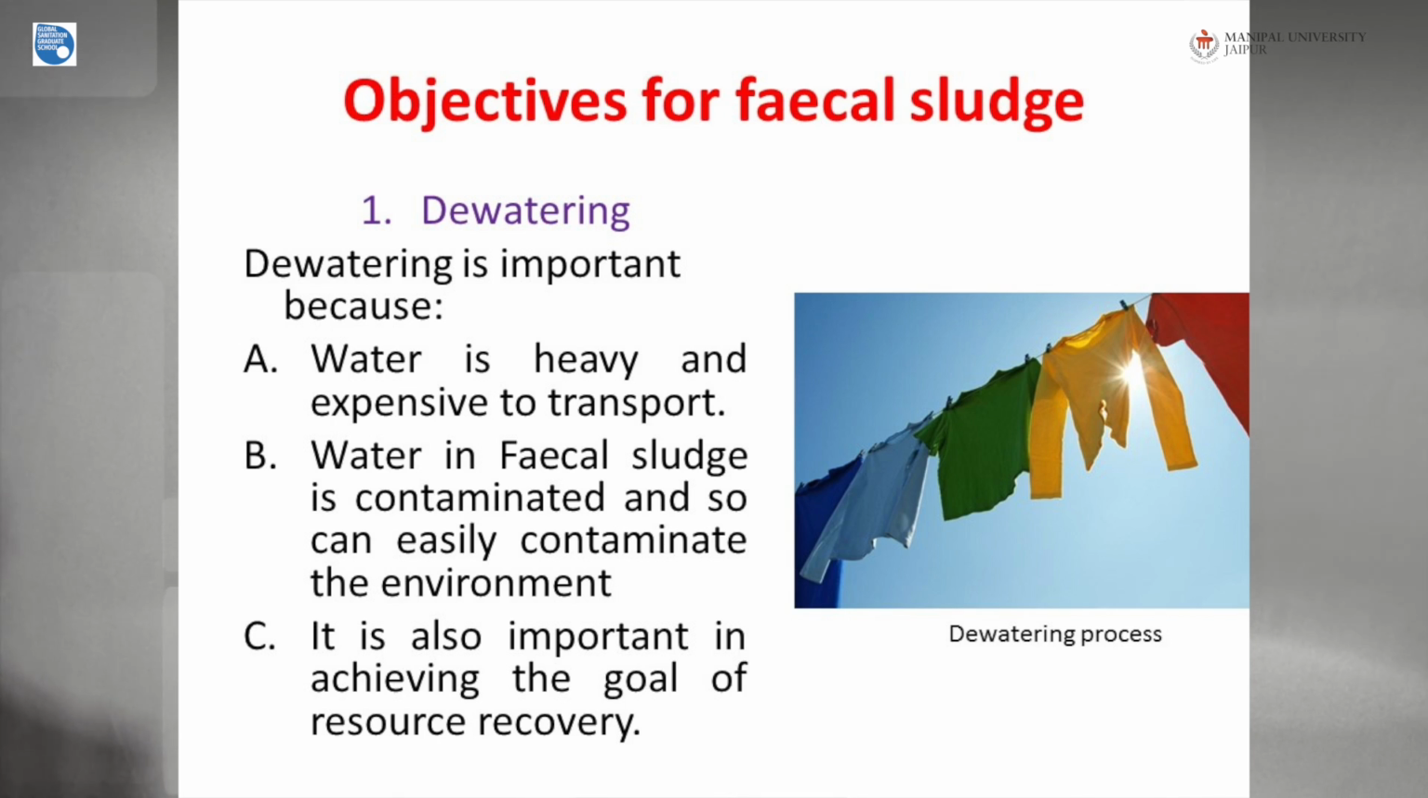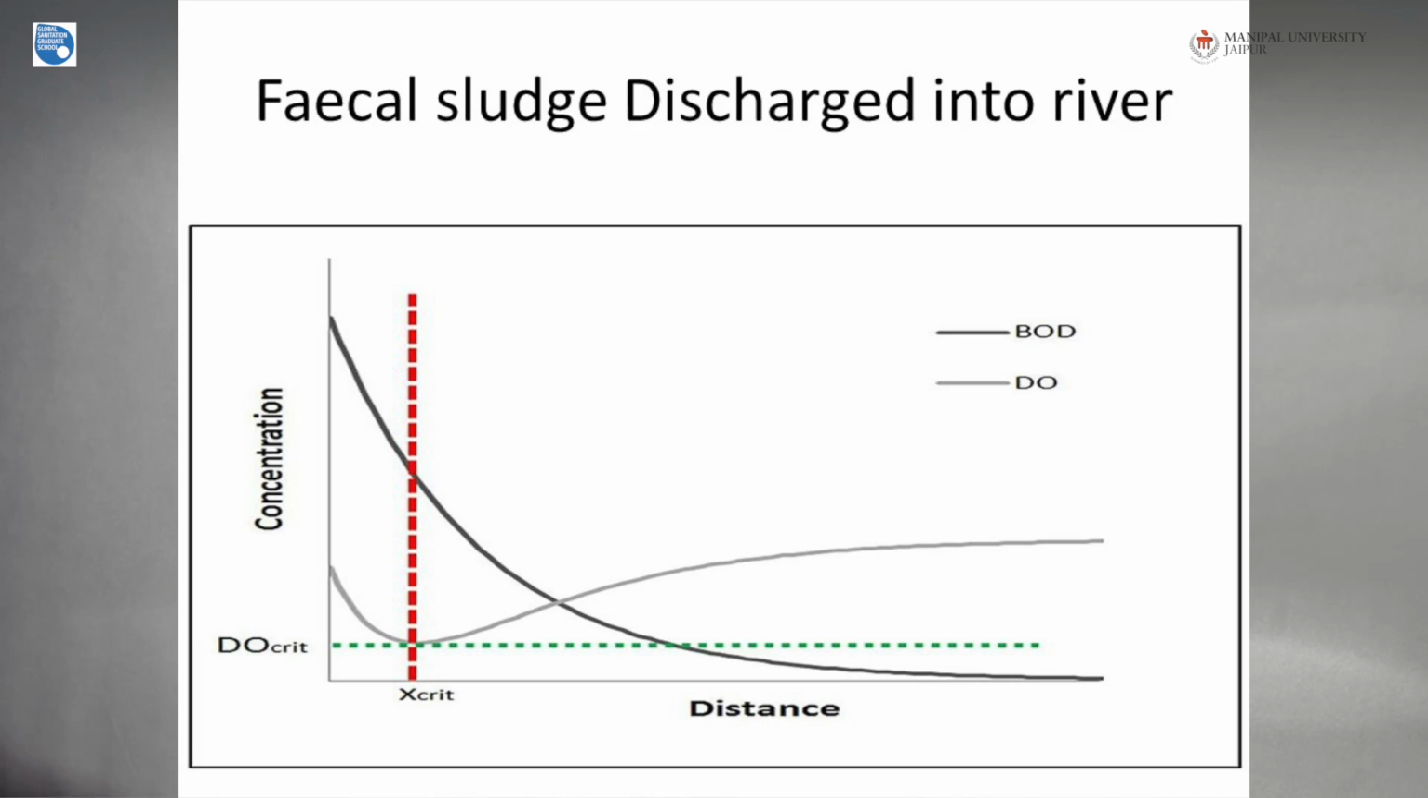Also important is stabilization. It is the process of converting biodegradable organic matter into more stable complex molecules. This is important for treatment as readily degradable matter consumes a significant amount of oxygen during degradation. If it is directly discharged, this can cause environmental damage. For example, in a river, it would result in a rapid drop in the dissolved oxygen in the water.